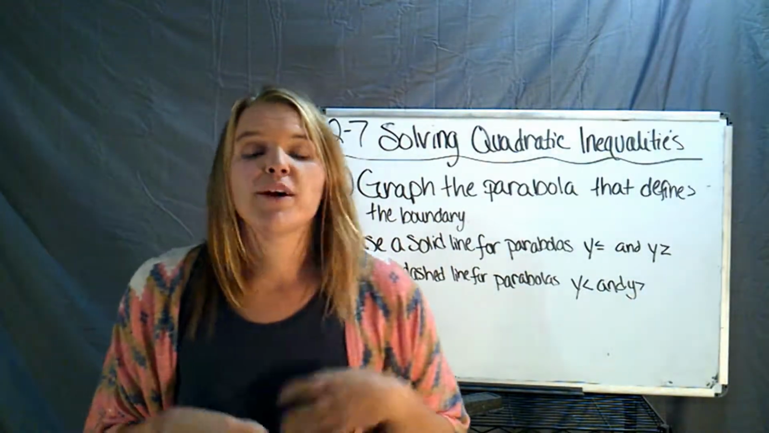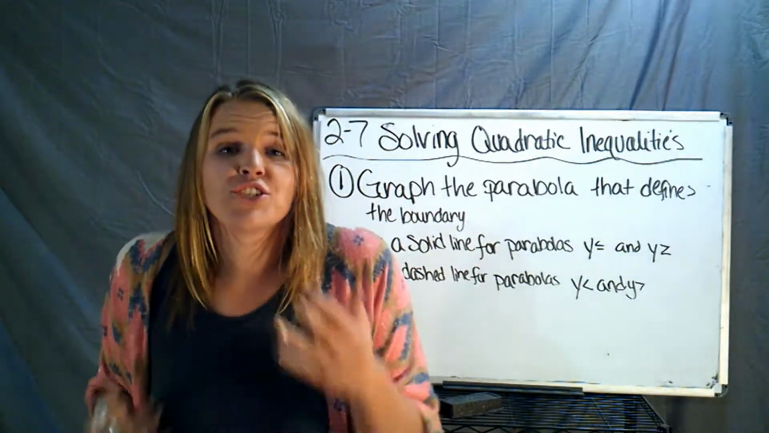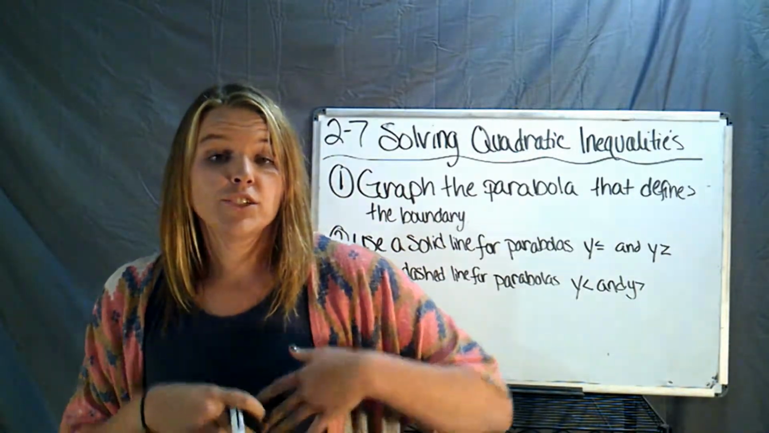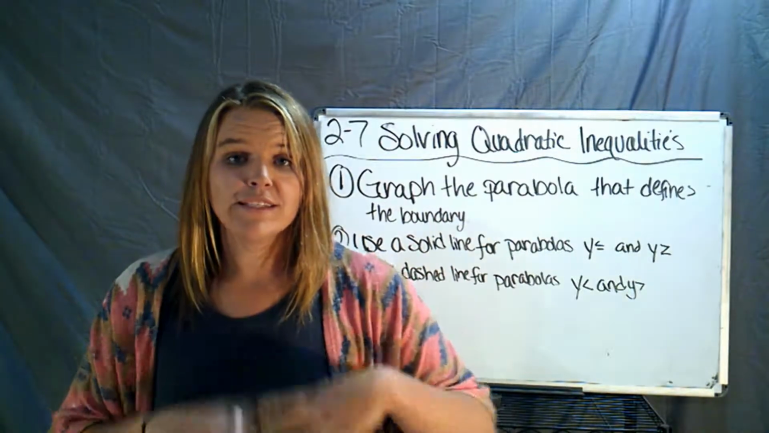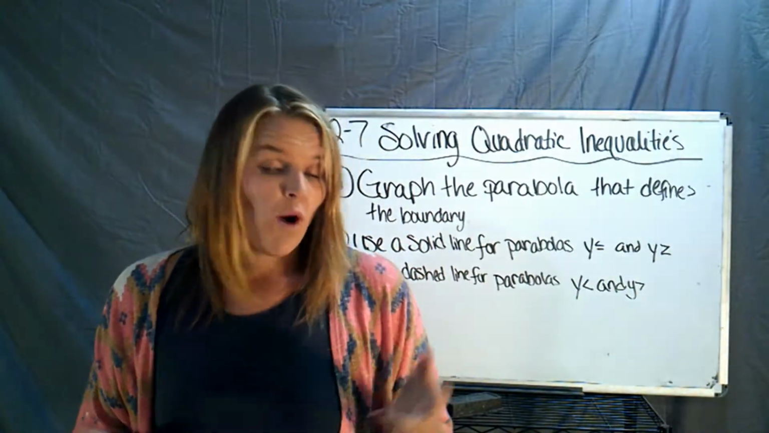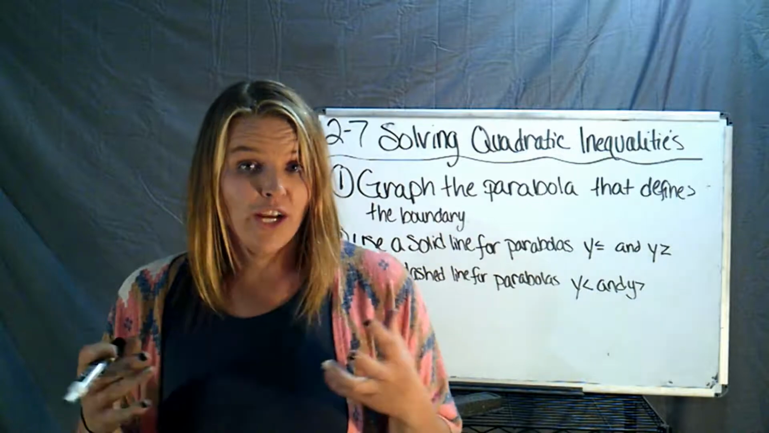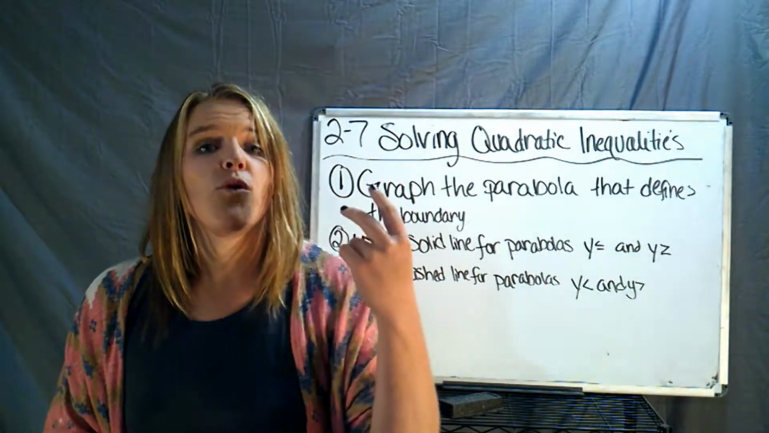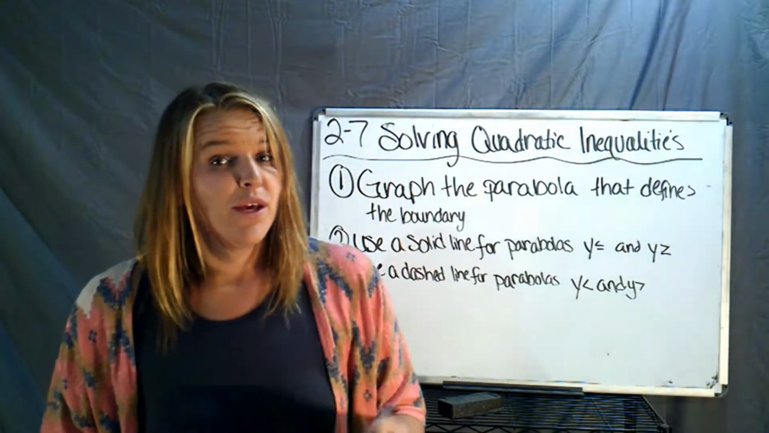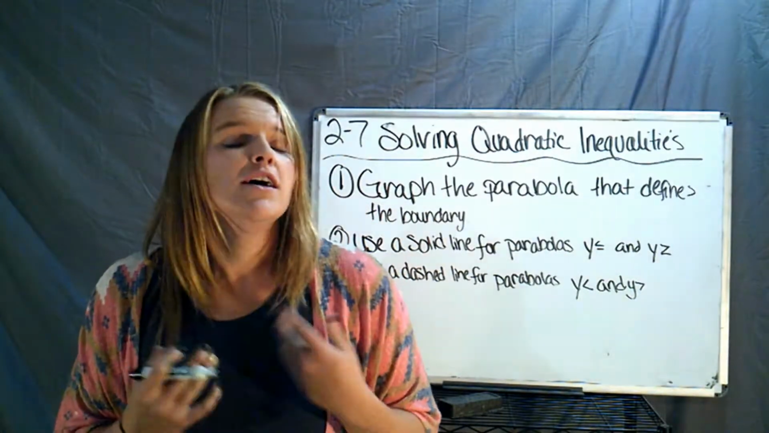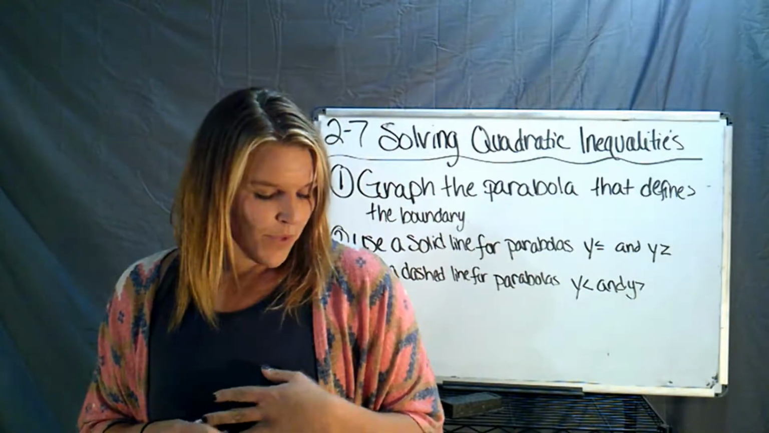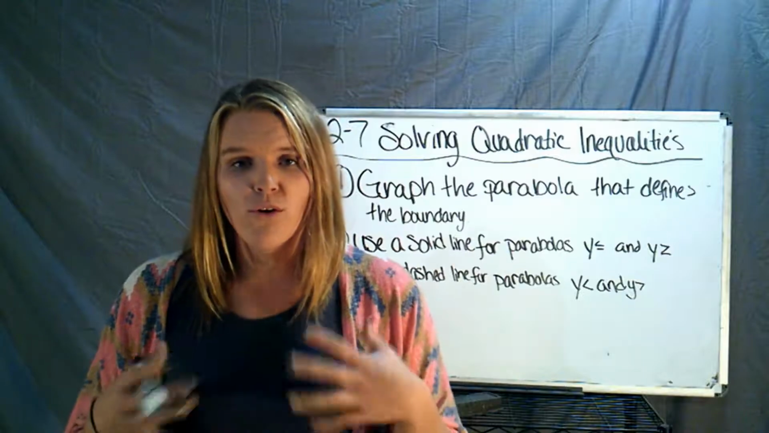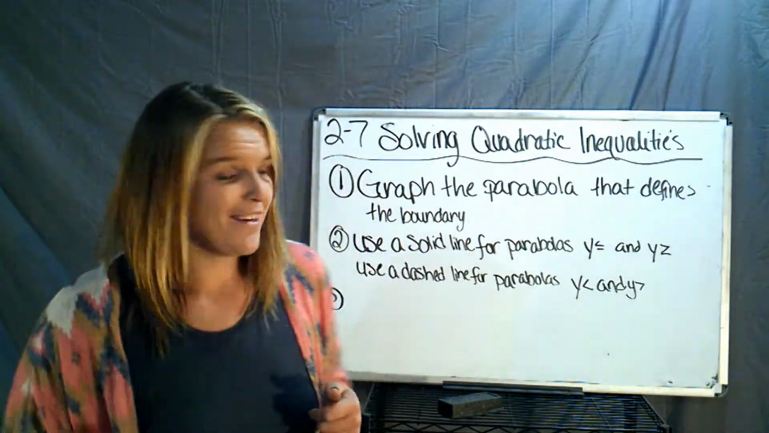Okay, and then the last part is where the inequality part comes in, because we have to shade part of our graph depending on whether y is greater than this parabola or y is less than this parabola. We're going to shade above this parabola for y is greater than and y is greater than or equal to. And we're going to shade below our parabola if y is less than our quadratic, or y is less than or equal to our quadratic.